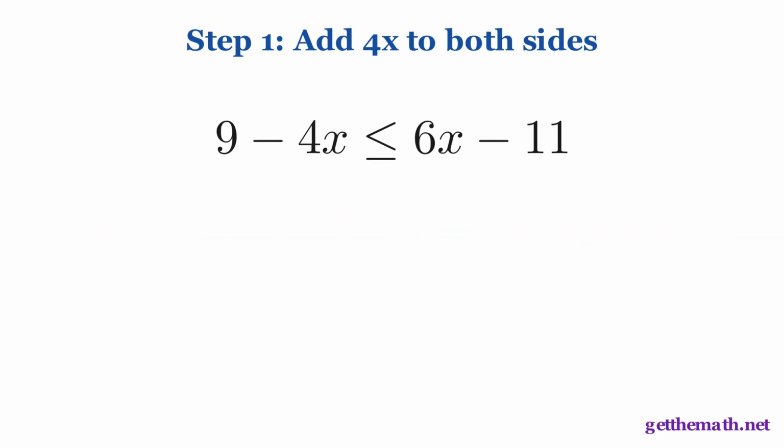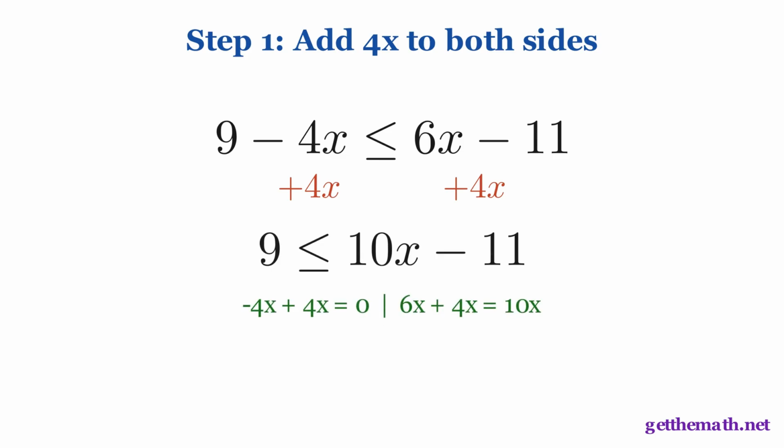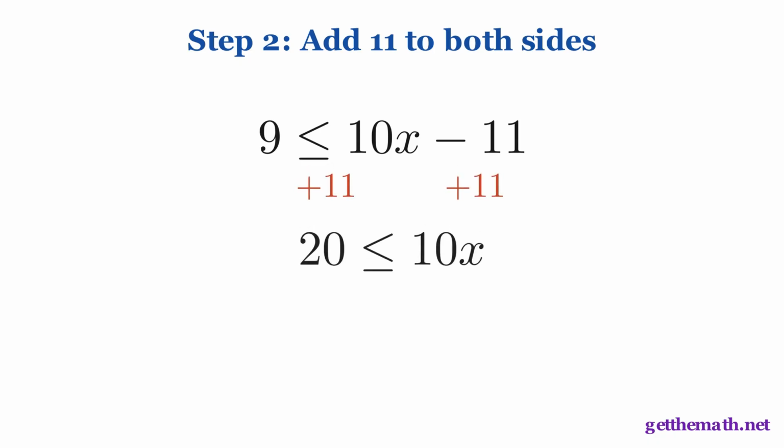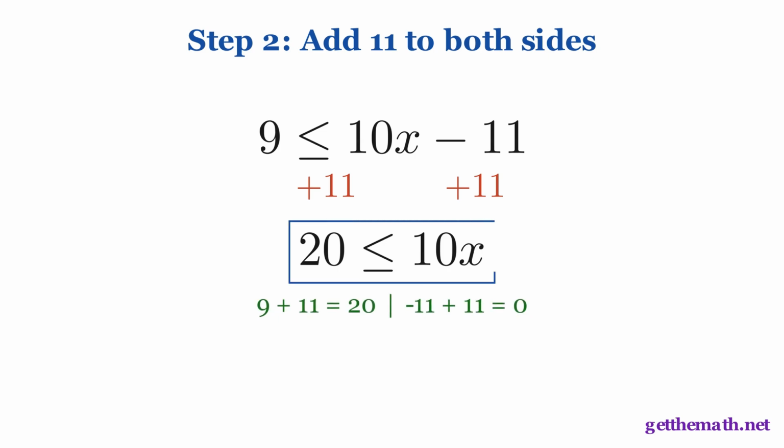Step 1. Add 4x to both sides. 9 minus 4x plus 4x is less than or equal to 6x minus 11 plus 4x. 9 is less than or equal to 10x minus 11. Step 2. Add 11 to both sides. 9 plus 11 is less than or equal to 10x minus 11 plus 11. 20 is less than or equal to 10x.